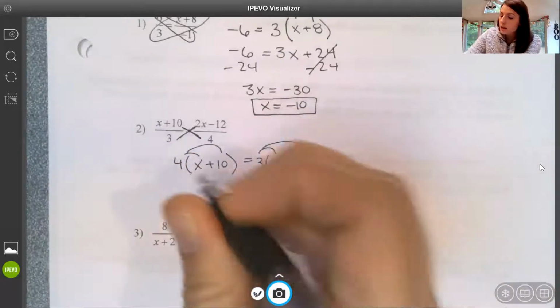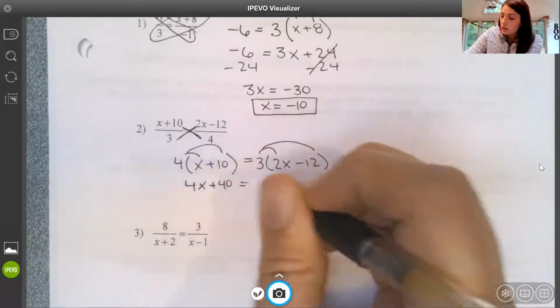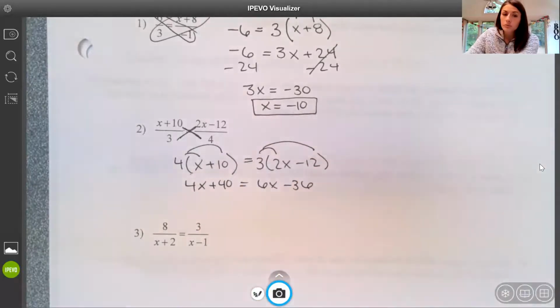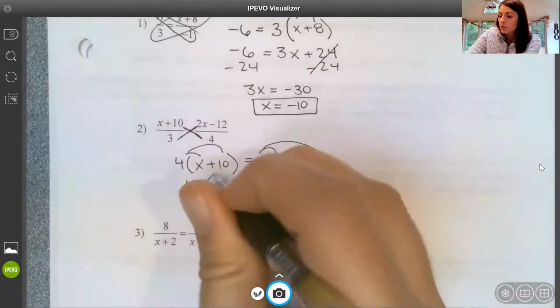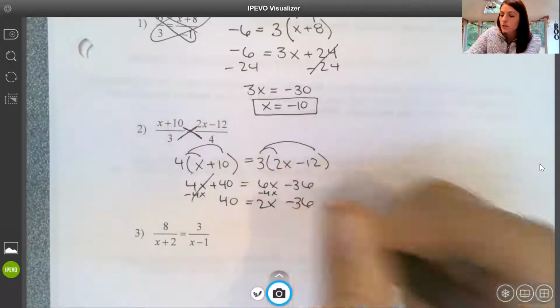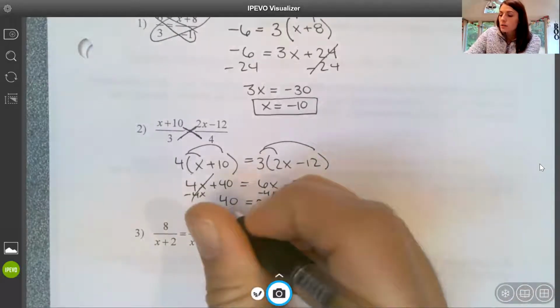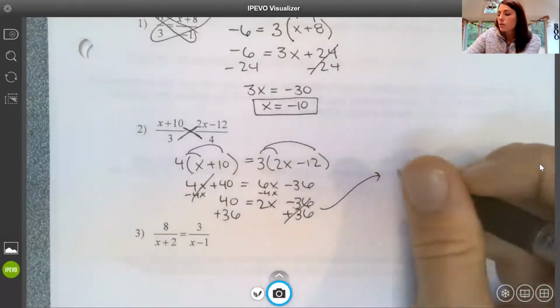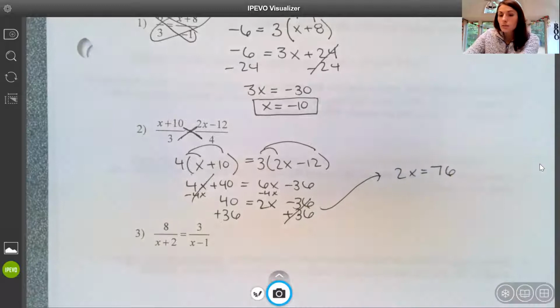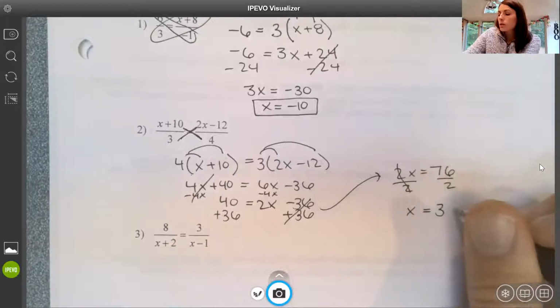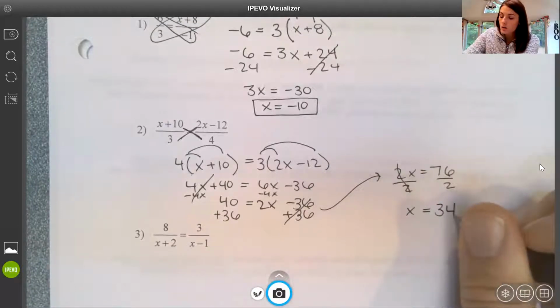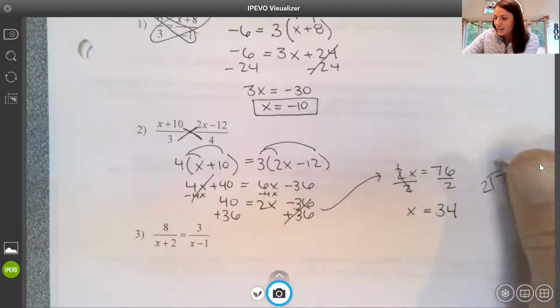Distributing on both sides gives me 4x plus 40 equals 6x subtract 36. I'm going to subtract 4x. Now I'm just solving, just like we have been solving in our equations. I'm going to add 36 to both sides, which gives me 2x equals 76. I divide by 2, and x equals 38.